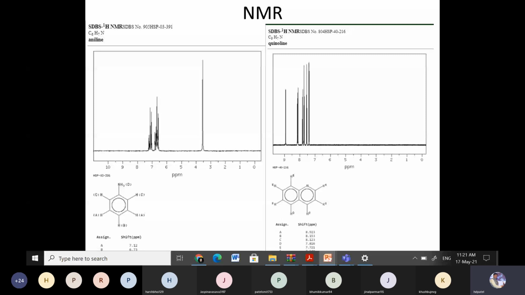Then one more spectroscopy is there, that is called mass spectroscopy. Based on mass spectroscopy also we can find out the mass of the compound, and that is the final conclusion we can carry out. Based on the chemical analysis and the spectral analysis, we have confirmed our structure. So this is about the synthesis of quinoline from aniline.